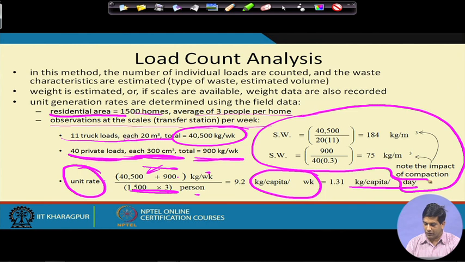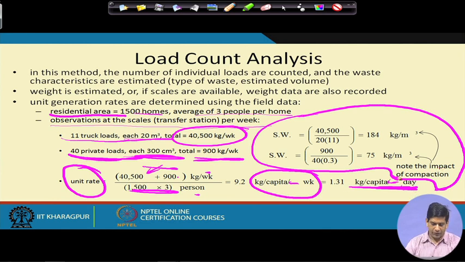Actually this should go there. So this is the kg per capita per day. Yeah, this should be like this. So kg per capita per day is the unit of waste generation. You can also have kg per capita per week. I don't know why this week and day kind of got a little bit to that side.